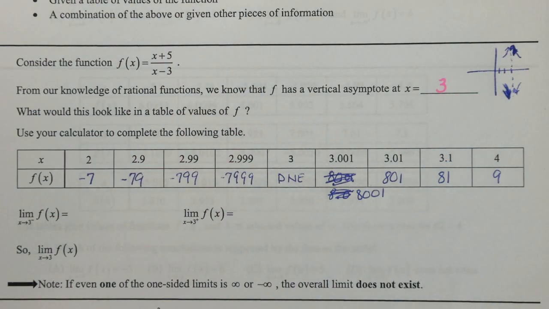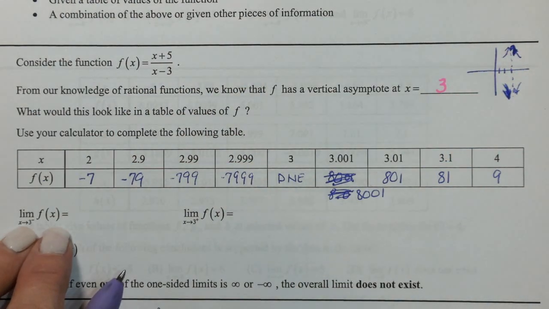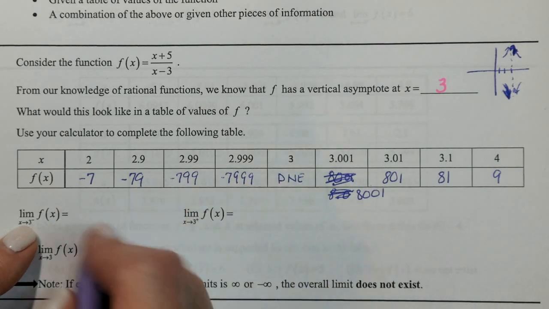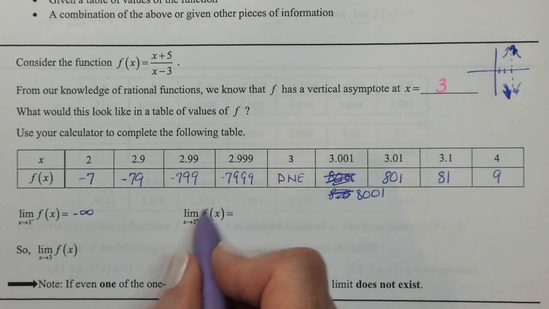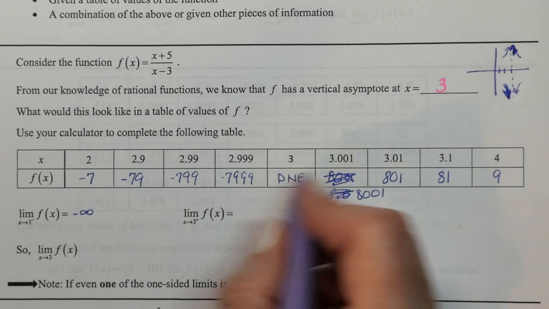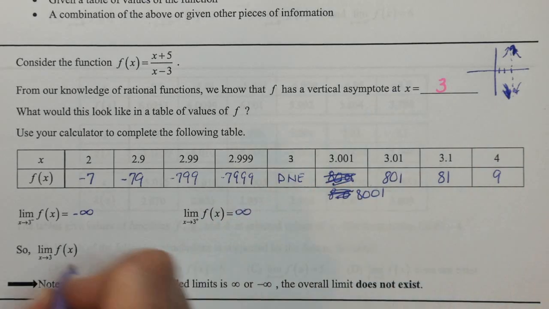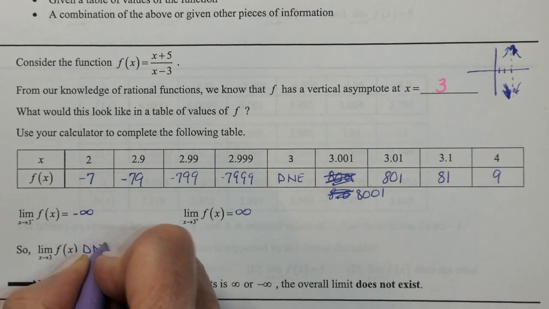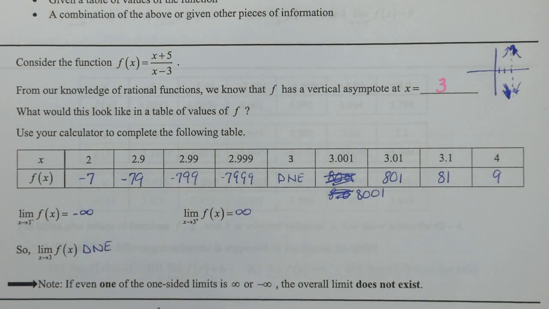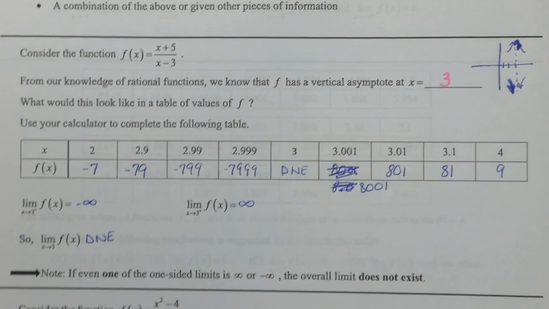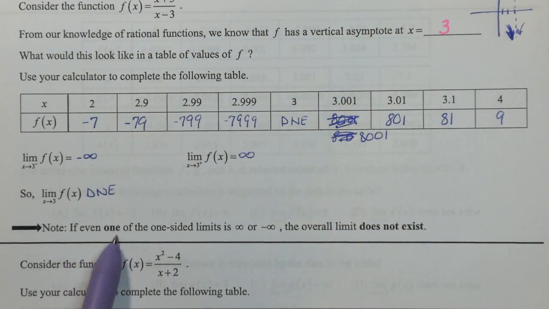So what is the limit as x approaches 3 from the left? From the left, it's going to negative infinity. From the right, it's going to positive infinity. The overall limit does not exist because even one of the one-sided limits was infinity or negative infinity. And remember, if even one of the one-sided limits is positive or negative infinity, then the overall limit does not exist.